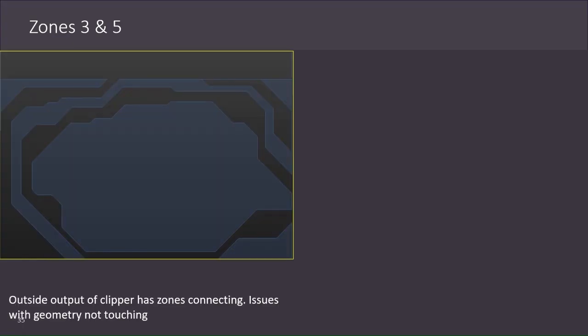So zones 3 and 5 were quite interesting to deal with, because when I ran the clipper, it had the outside connecting to other zones, and I found out it was an issue with the geometries not touching. So what I actually did was I would just say that the top right is zone 7, but where you can see it's kind of gone across here, it's connected up, and then it's ran it through the rest. So that's creating some issues.